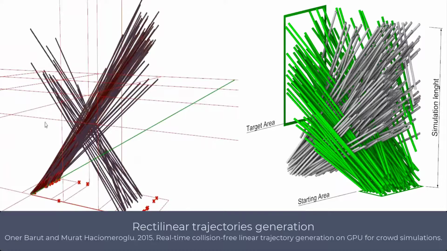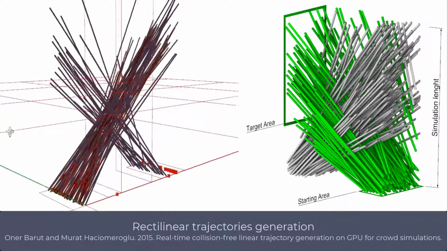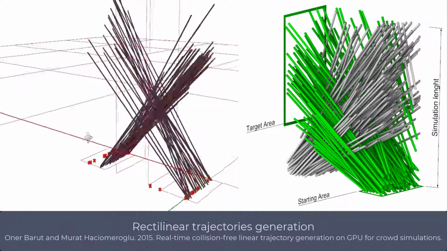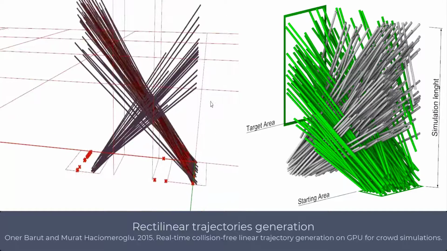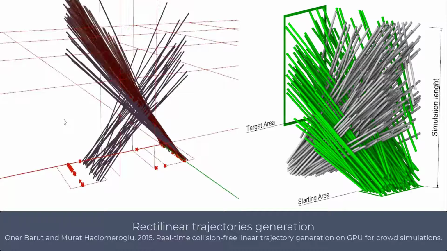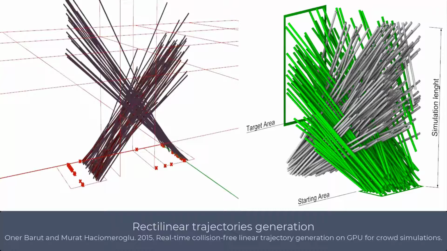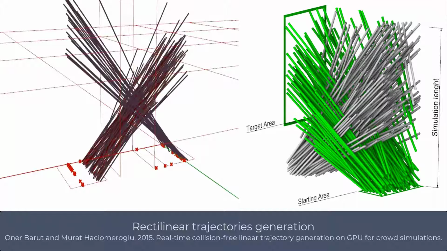We adapted the rectilinear algorithm proposed by Barut in order to simulate the pedestrian crossing, generating the trajectories of each of the simulated agents. Each of the pipes represents the trajectory of one pedestrian, while the radius represents the clearance between pedestrians. The vertical axis represents time.